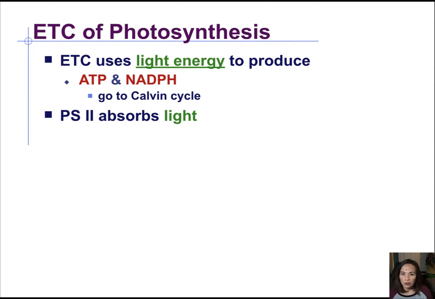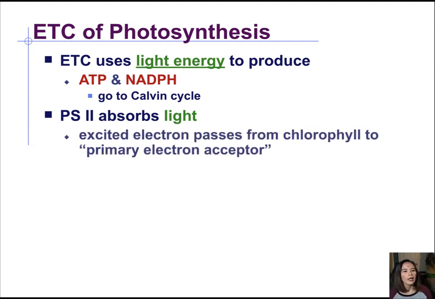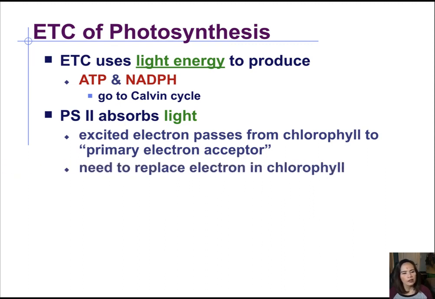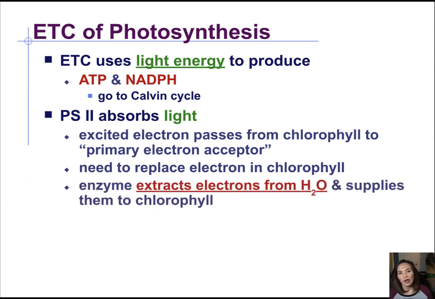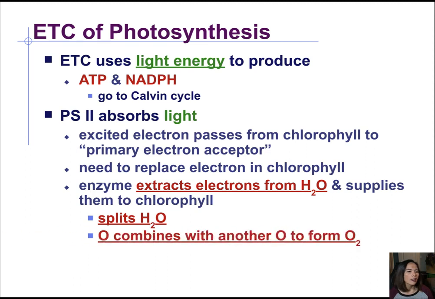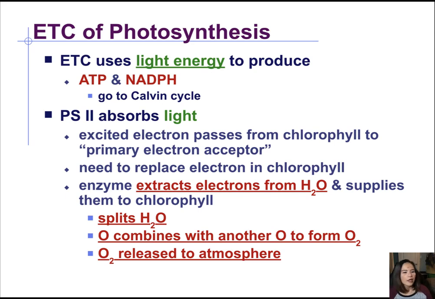Now PS2, or photosystem 2, absorbs the light and excites those electrons, passing them from chlorophyll to the primary electron acceptor, and the electron in the chlorophyll needs to be replaced. Therefore, the enzyme extracts electrons from water, which is of course a component in your chemical reaction in photosynthesis, and supplies them to the chlorophyll. And then it splits the water and the oxygen atoms combine to form oxygen. And that oxygen generated is basically just released into the atmosphere. That's why we need oxygen from the plants.